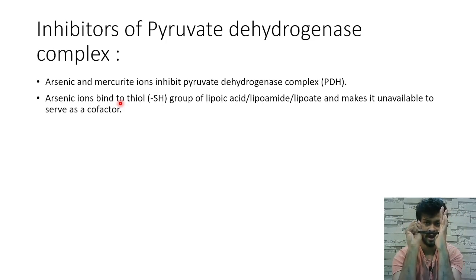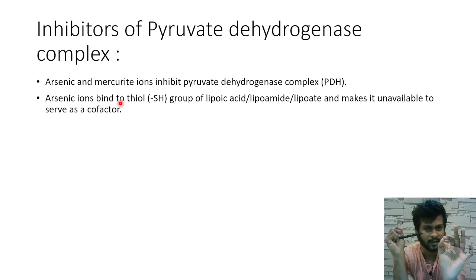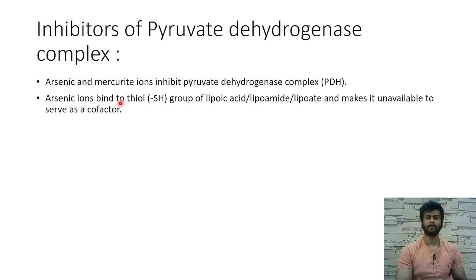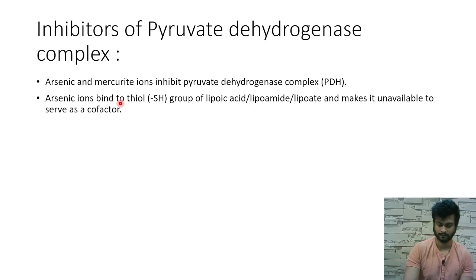Because of this, when the hydroxyethyl TPP oxidizes into an acetyl group, the acetyl group cannot bind to the reduced lipoamide because arsenite ions have bound with it, due to which there will be no formation of acetyl lipoamide. If there is no formation of acetyl lipoamide, the next step of pyruvate oxidation will not occur.